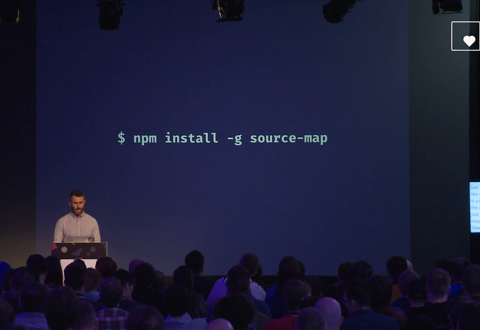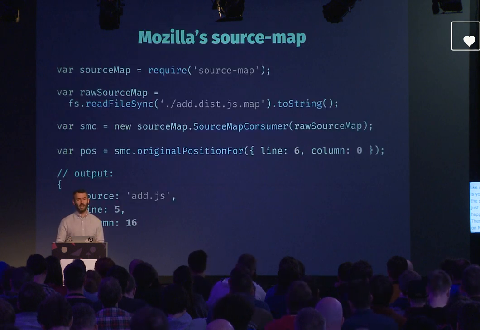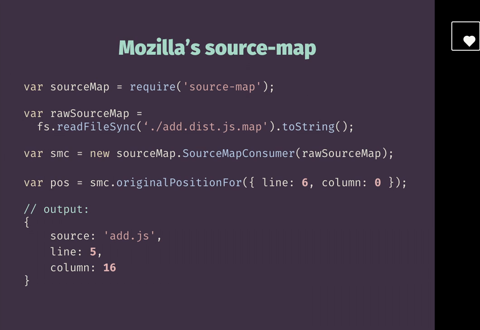If this seems like a lot to take in, the good news is that you don't really ever need to know the particulars of how this works. I just wanted to explain what's happening, because it's kind of neat. There is a tool called source-map. It's on NPM. It's from Mozilla. And it does kind of what we just did. It breaks down the source map for you and provides an API where you can query the source map to look up locations for yourself.